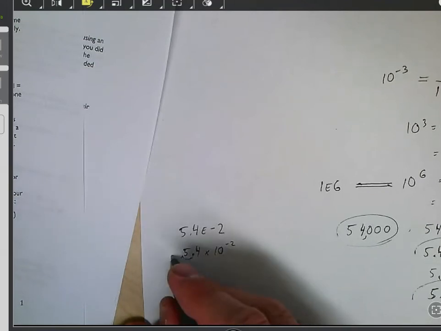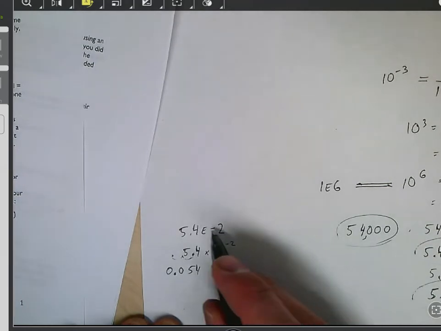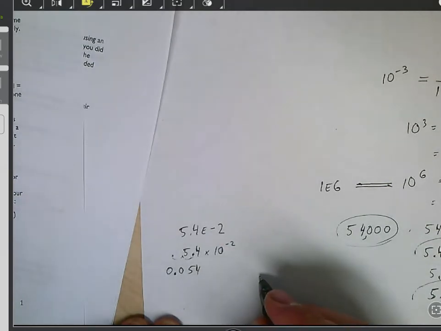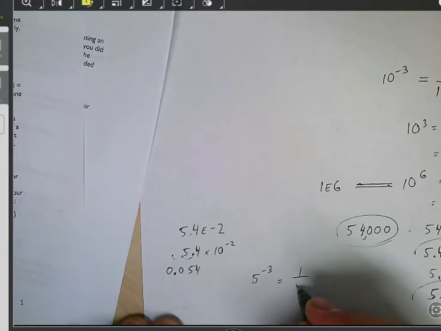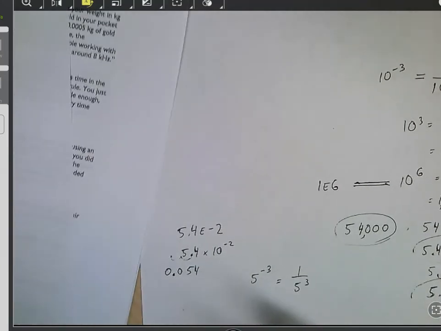So that would leave me with 0.054. I'm going to fill in a little 0 in there just to remind ourselves that it is 0.054. So that 10 to the minus 2, you're going to see as an e minus 2, and that's the same thing anytime you see this to the minus something. So for example, if I had 5 to the minus 3, that's equal to 1 over 5 to the 3. So it really just means bring it down to the bottom. Okay, good.